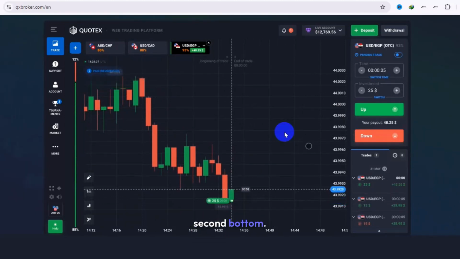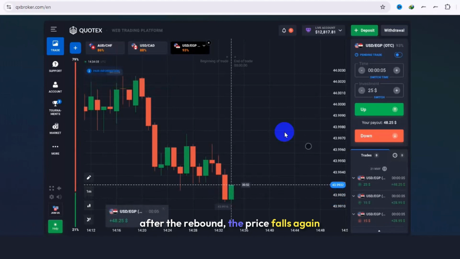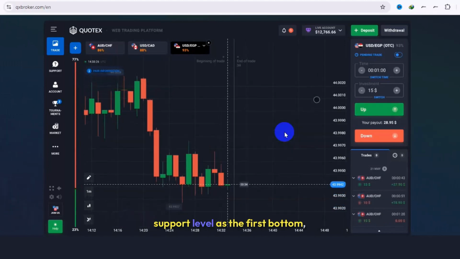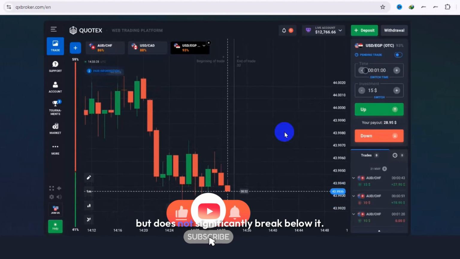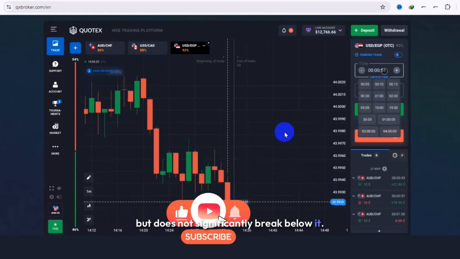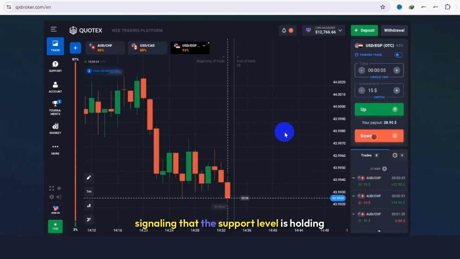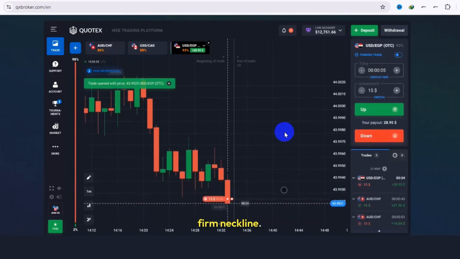Second bottom. After the rebound, the price falls again, approaching the same support level as the first bottom but does not significantly break below it. This forms the second low, signaling that the support level is holding firm.